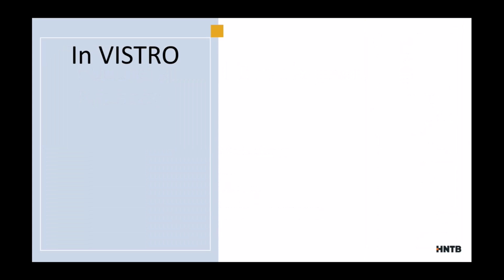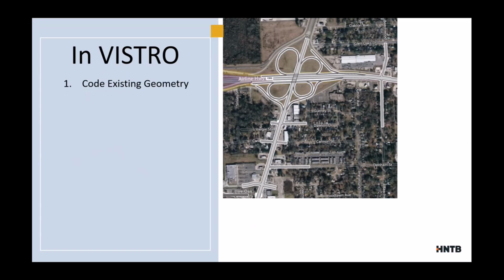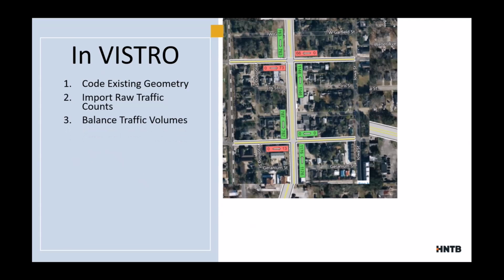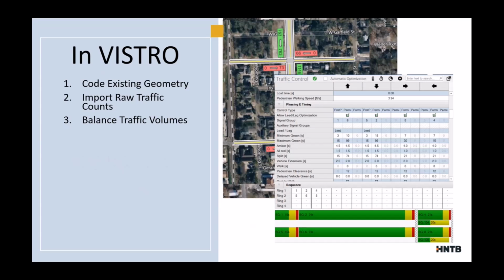So going into the different software that we use, beginning with Vistro, like I said, we coded our existing geometry for 38 signalized intersections, and then intersections in between for right-in, right-outs for the volume balancing process. We imported those raw traffic counts and, like I mentioned, balanced traffic volumes using Vistro's visual volume balancing capabilities. And we coded in our existing phasing and signal timings that were provided by the city of Baton Rouge and Parish.